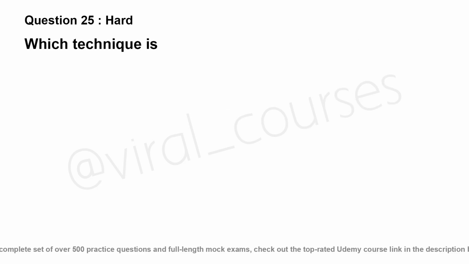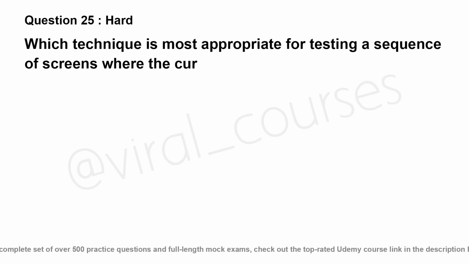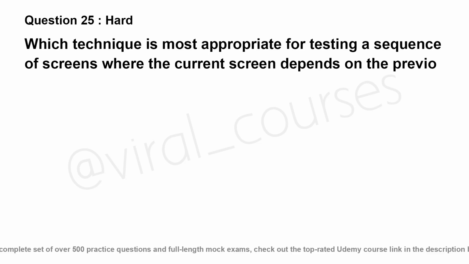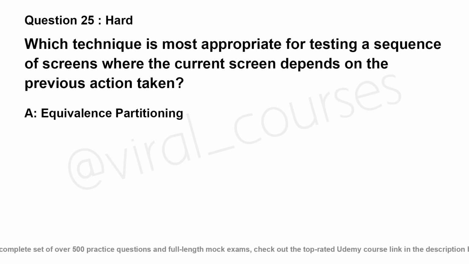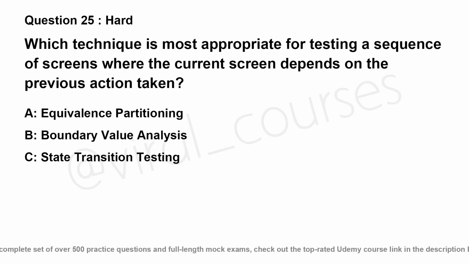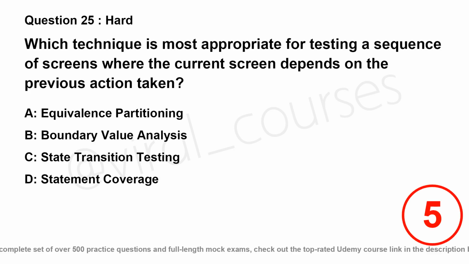Which technique is most appropriate for testing a sequence of screens where the current screen depends on the previous action taken? Option A. Equivalence partitioning. Option B. Boundary value analysis. Option C. State transition testing. Option D. Statement coverage.